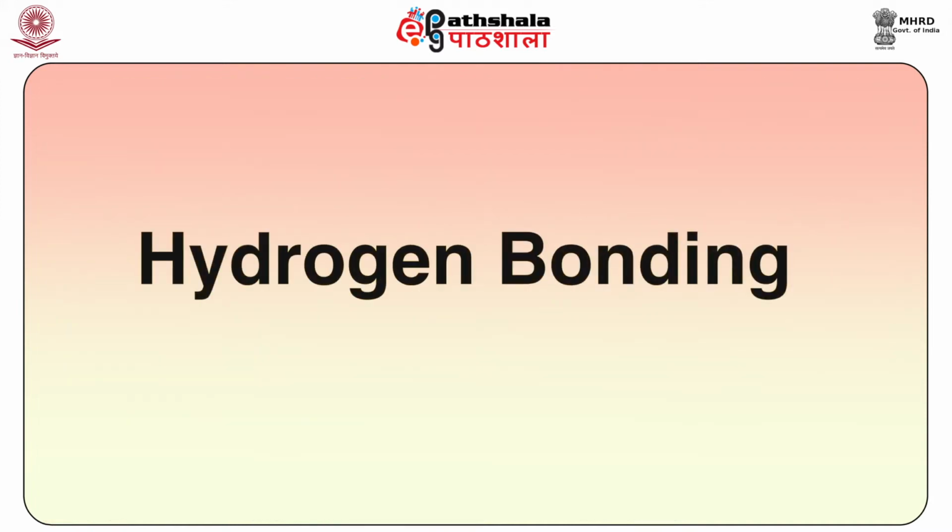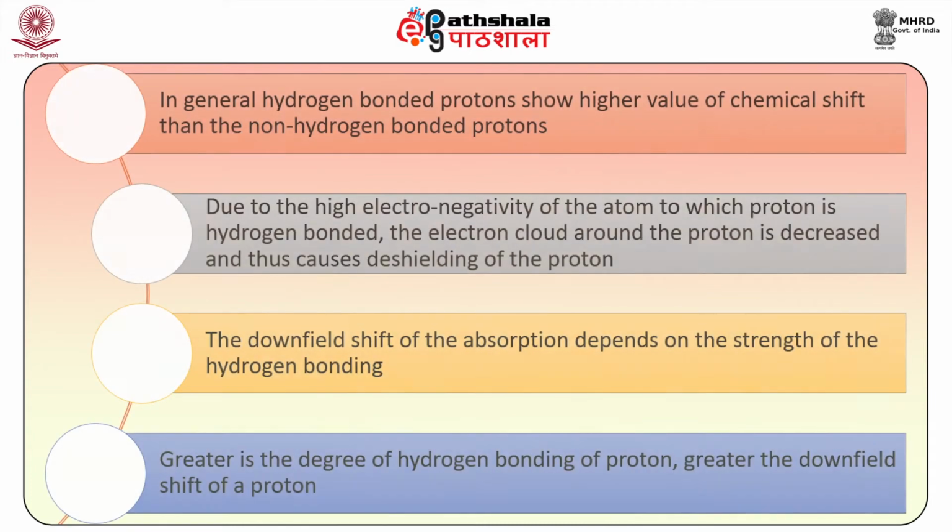Next, students, we would like you to consider hydrogen bonding as an effect which affects the value of chemical shift. In general, hydrogen bonded protons show higher value of chemical shift than the non-hydrogen bonded protons. Due to the high electronegativity of the atom to which the proton is hydrogen bonded, the electron cloud around the proton is decreased and thus causes deshielding of that particular proton. The downfield shift of the absorption depends on the strength of hydrogen bonding involved. Greater is the degree of hydrogen bonding with that proton, greater will be the downfield shift of that proton.